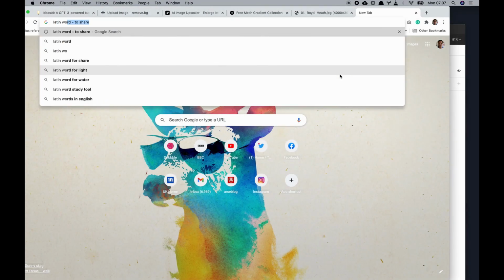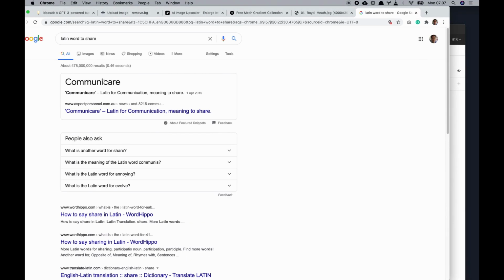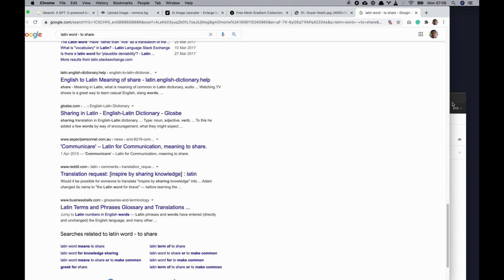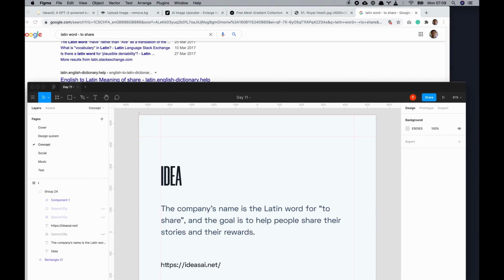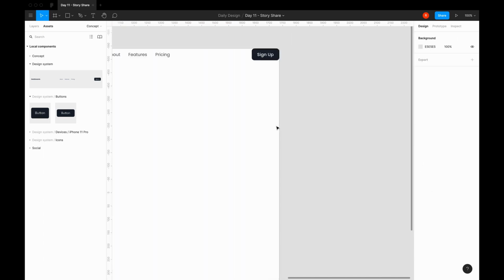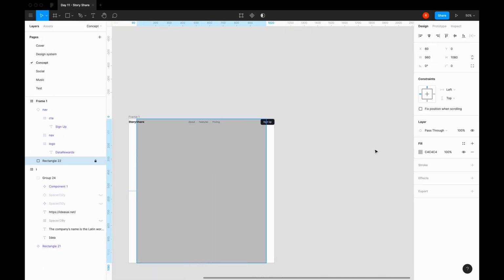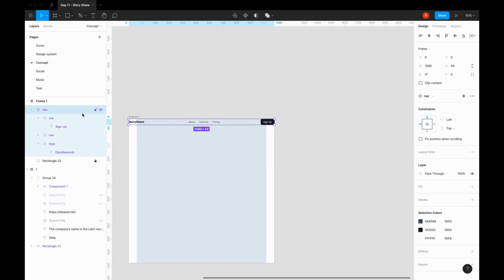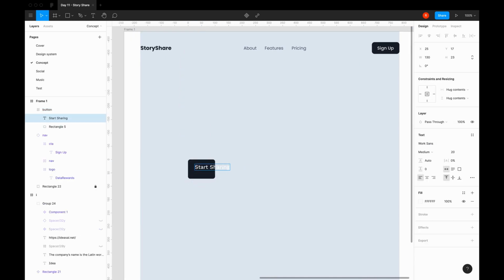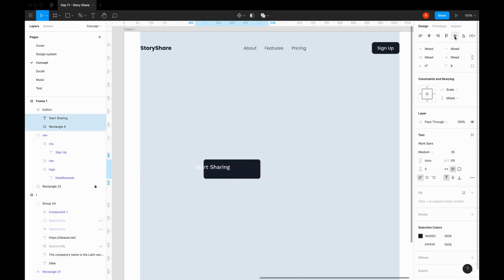And today's challenge is a company's name, the Latin word for to share, and the goal is to help people share their stories and their rewards. So what I started doing here is just trying to look at words for the Latin word for to share. I was trying to find something for a company name, but I wanted to be safe, didn't want to offend anyone, and just try to keep it simple and just called it Story Share.